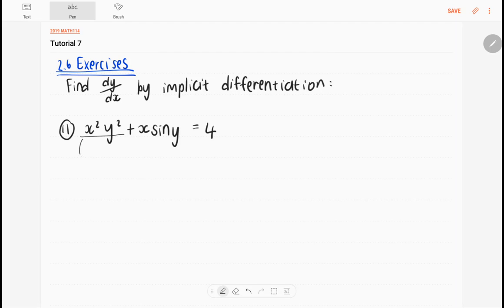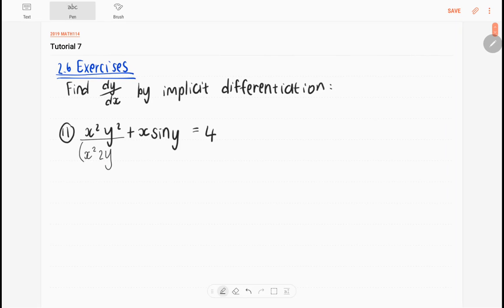So it's going to be the first times the derivative of the second, which will be 2y. But we are not done. We still have to multiply with dy/dx because we are taking the derivative with respect to x. Then we have plus the derivative of the first, which is going to be 2x, and then we have multiplied by the second, y squared.